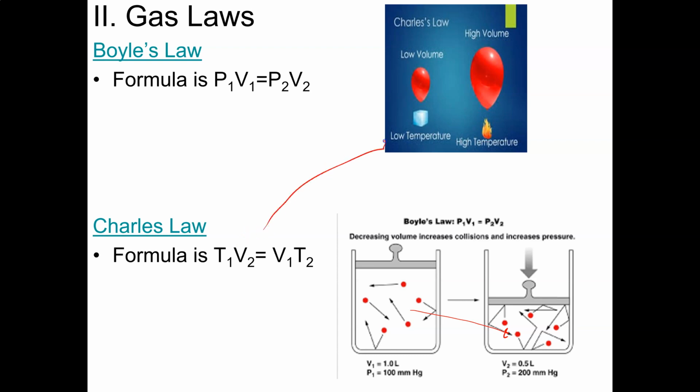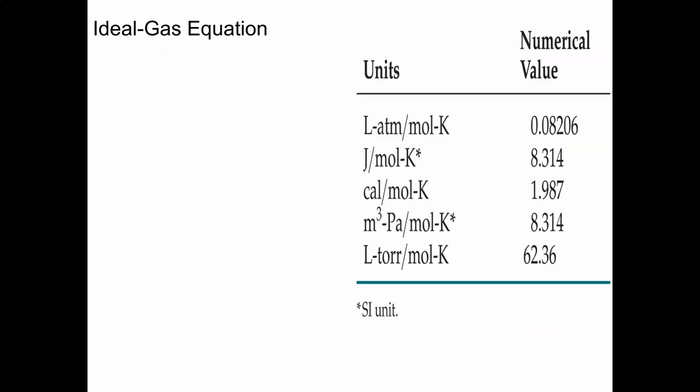Charles's law is here. And you can see in Charles's law, what's happening is that as you put this balloon over a low temperature, it contracts. So low temperature, low volume. And as you put a fire underneath it, the volume increases. So high temperature, high volume. So directly proportional. That's what it refers to.